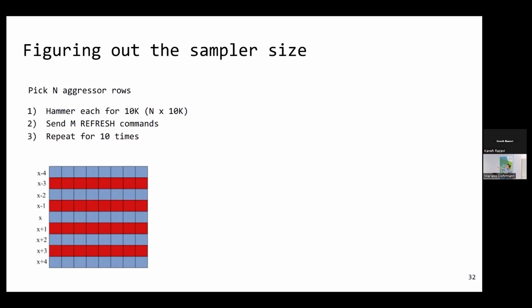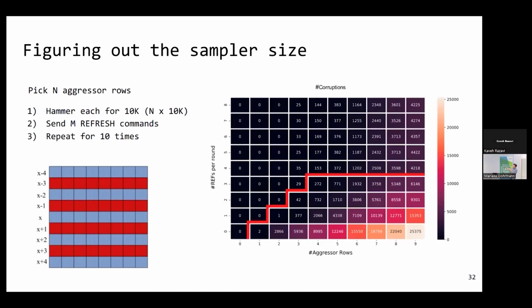The pattern that we would have is essentially in this order, a kind of checkered pattern where we would have one victim, one aggressor, one victim, one aggressor, one victim, and so on. And here is the result of this experiment.